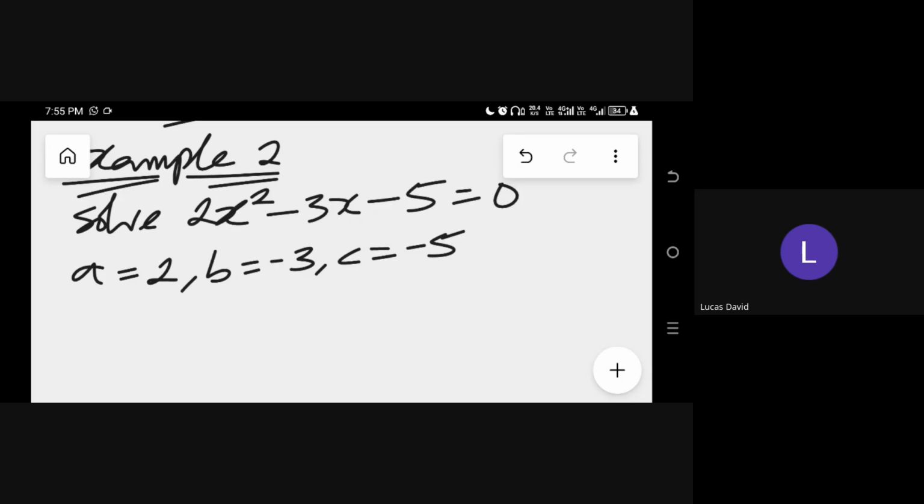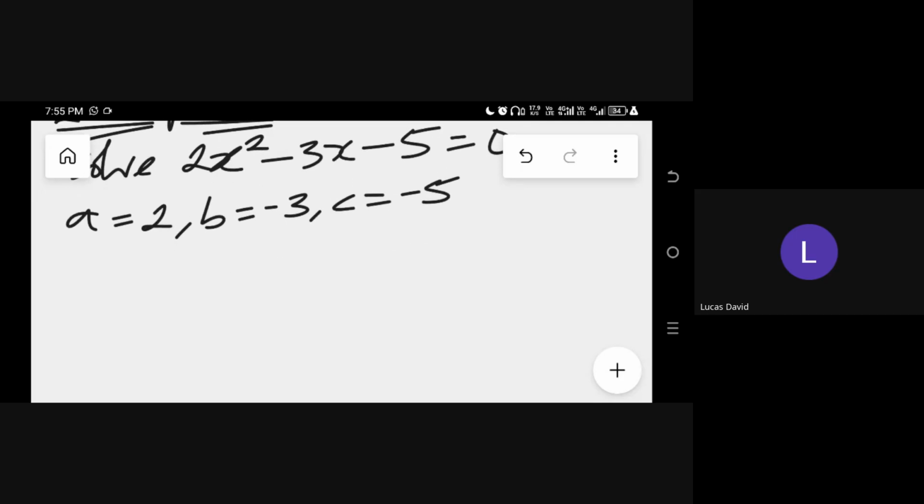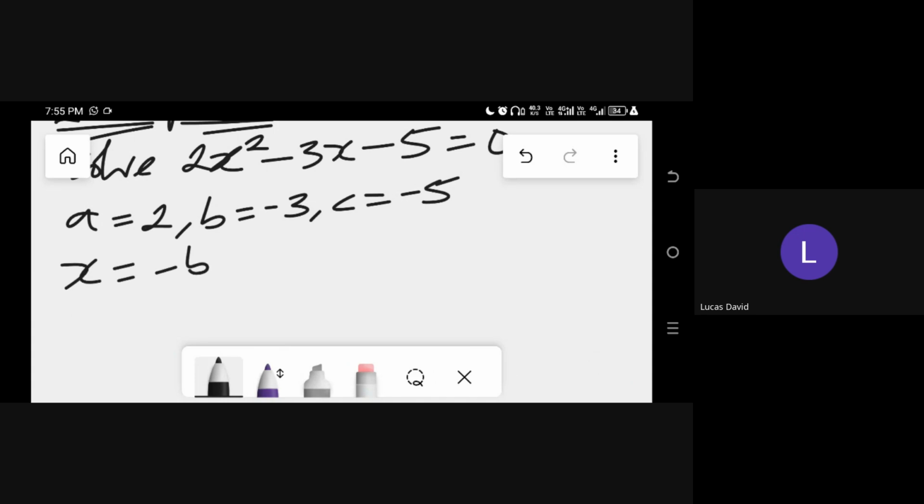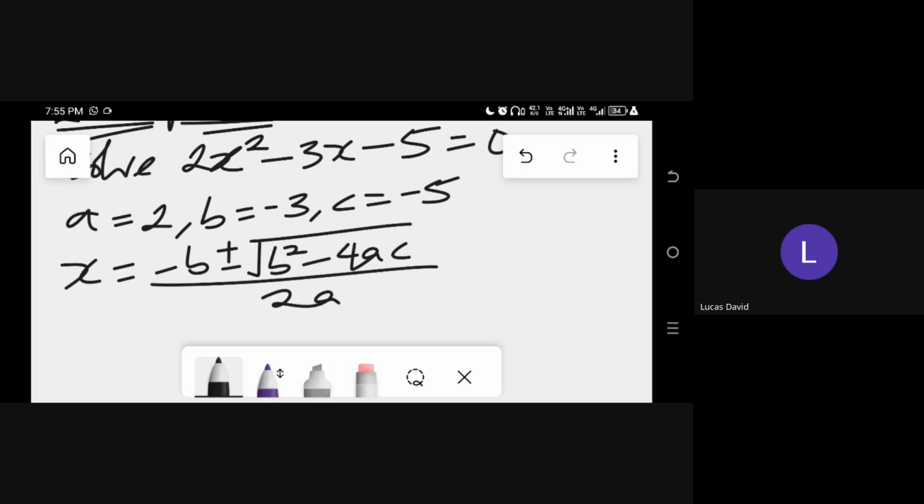So this is the first step to take. Pick out your A, B, and C. Then you can now come here and substitute into your formula. Your formula says minus B plus or minus square root of B squared minus 4AC over 2A.